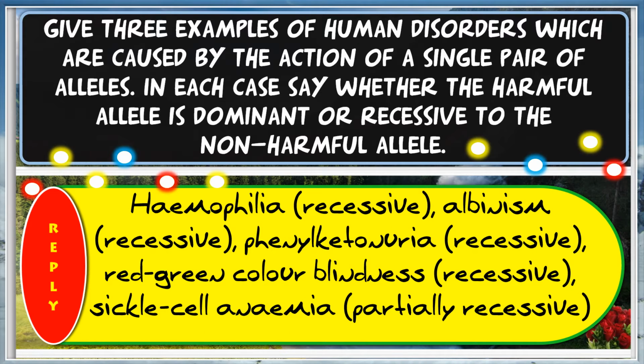Hemophilia, recessive. Albinism, recessive. Phenylketonuria, recessive. Red-green color blindness, recessive. Sickle cell anemia, partially recessive.